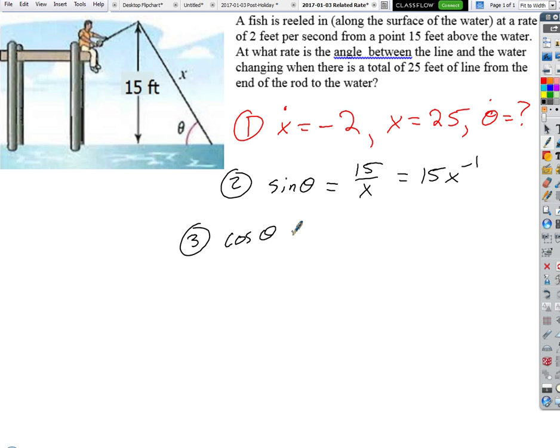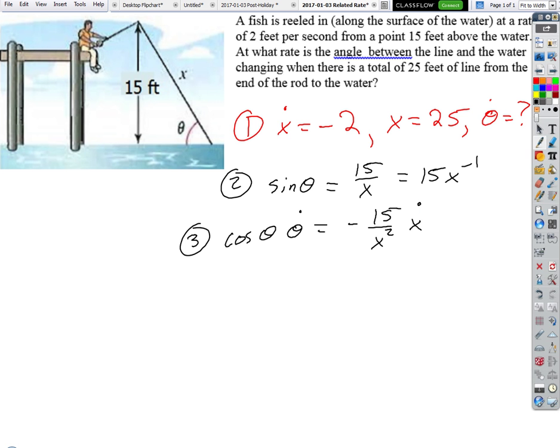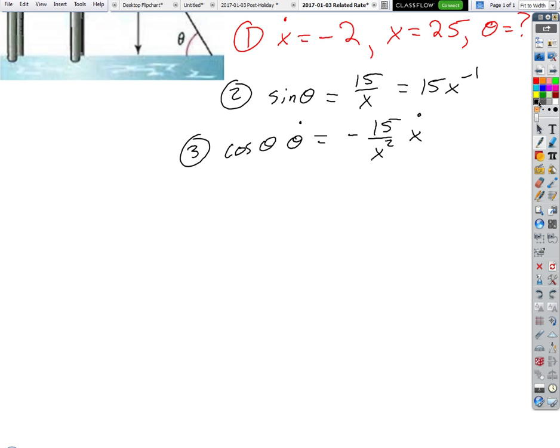Cosine theta theta dot equals -15 x to the -2 x dot. Right. Okay. And so then all we really need to do here is step 4, solve for theta dot, right?